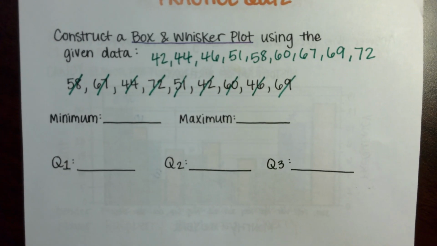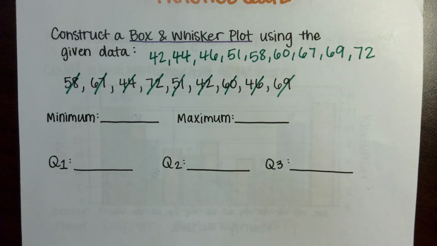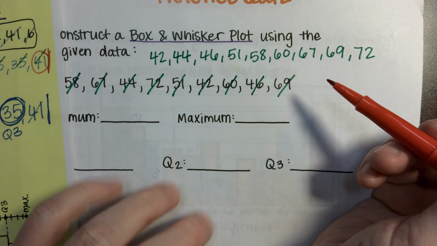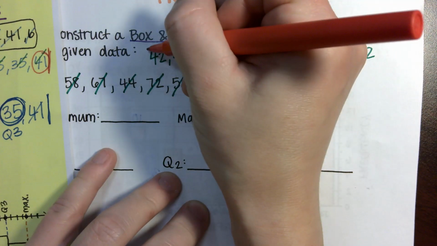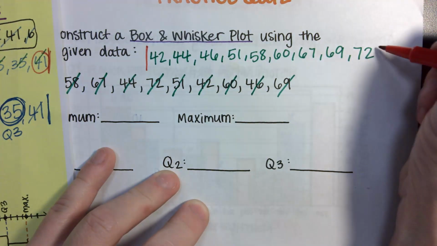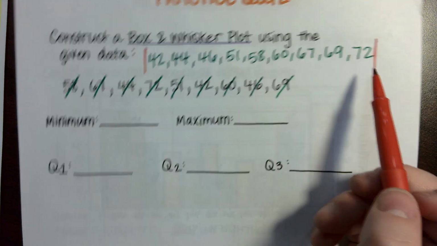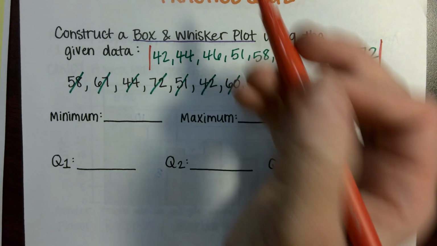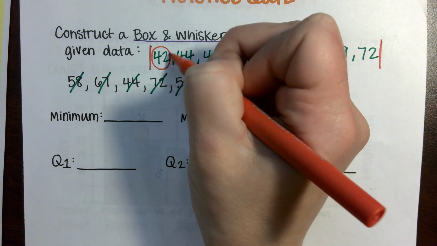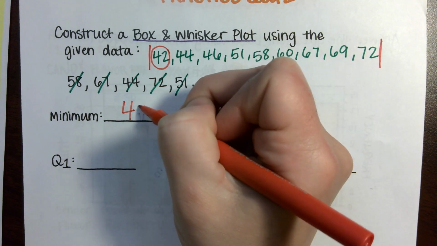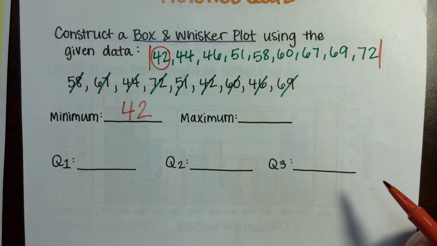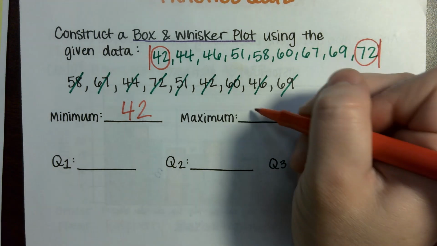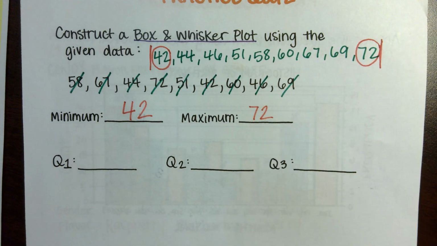So, what's our next step once our numbers are in order? Put the lines on the sides and then get the minimum and maximum. Yeah, let's go ahead and find our minimum value and our maximum value. And once we find those, we can go ahead and fill in our answers. What's our minimum value? 42. So I'm going to write 42 in the minimum spot. What's my max? 72. So I'll write 72 in the maximum spot.